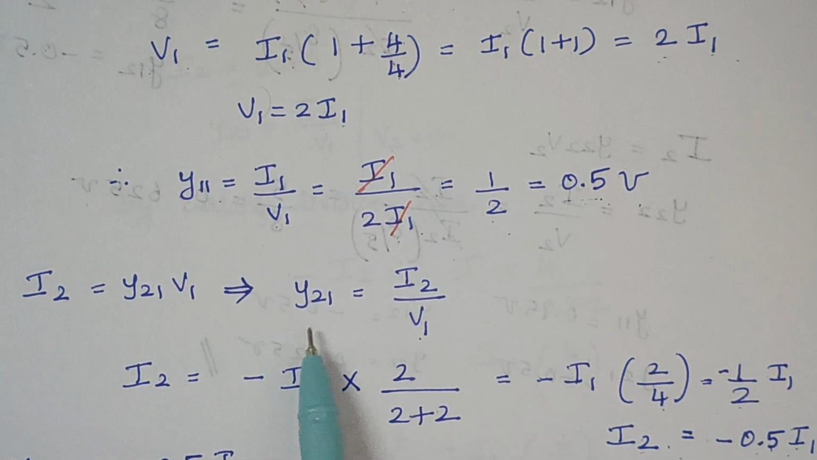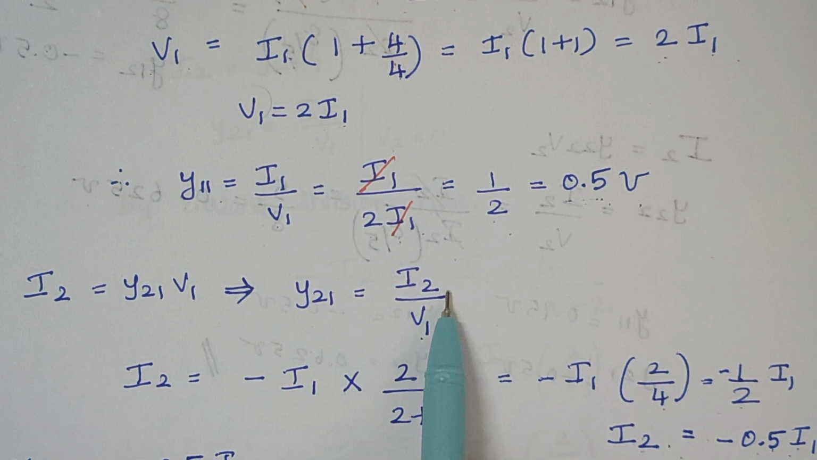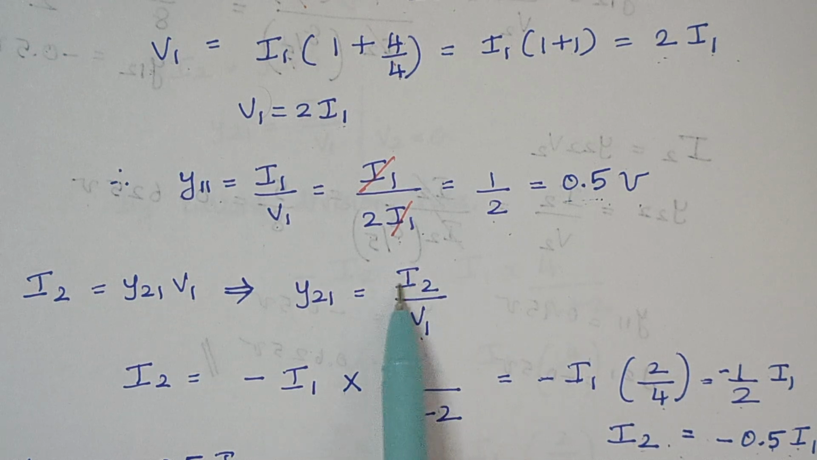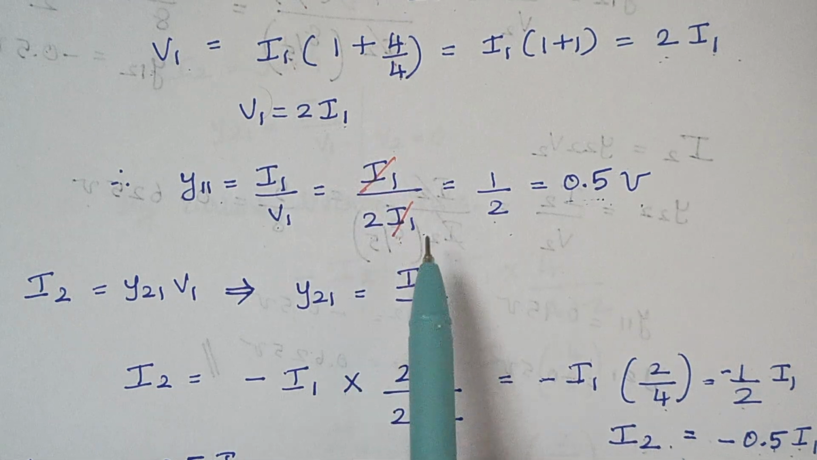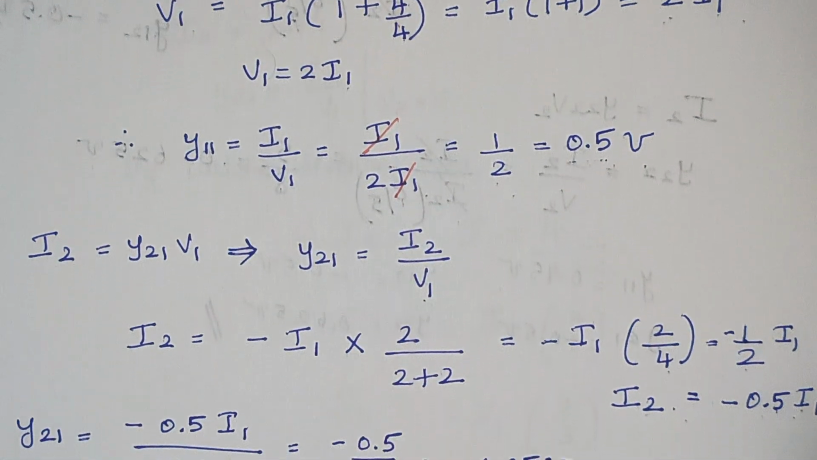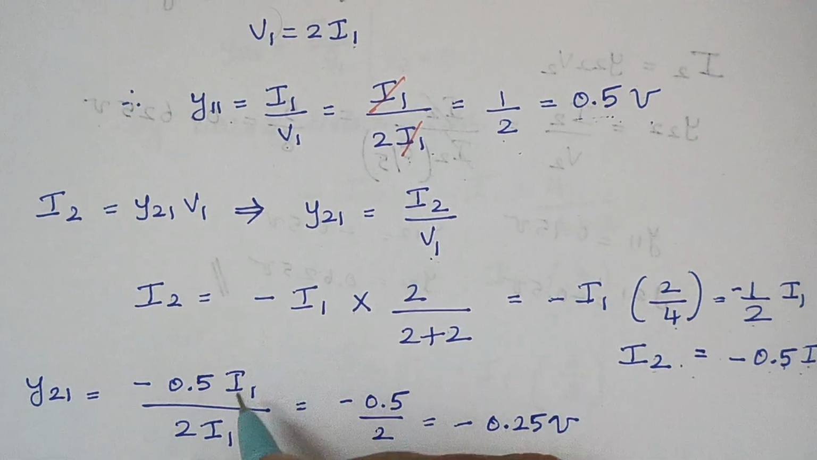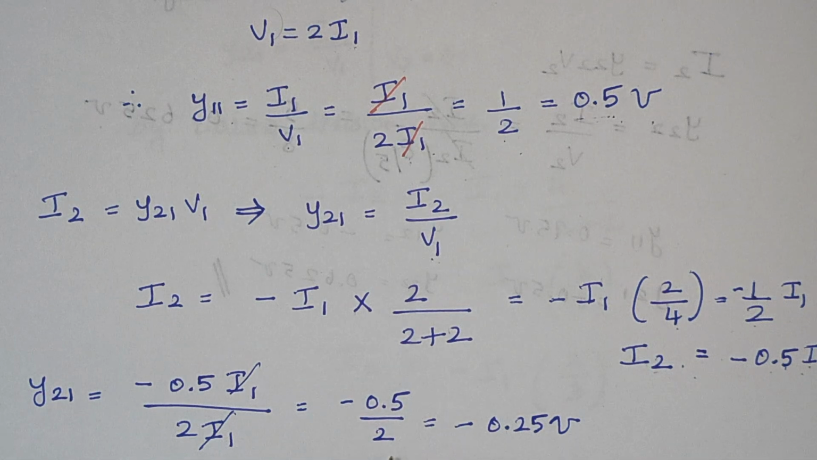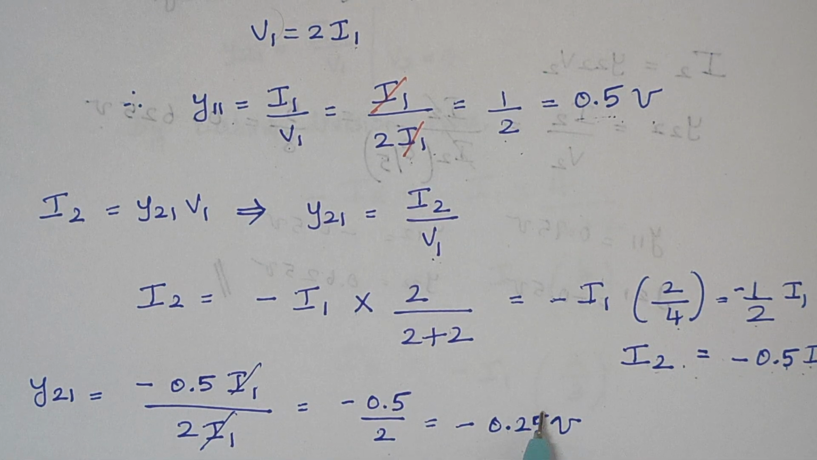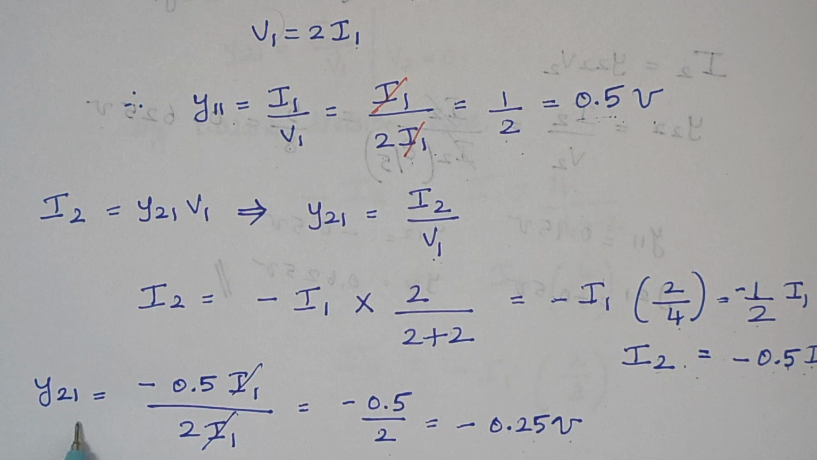In this ratio, Y21 is given by I2 by V1. We have calculated the value of I2, and V1 we had already calculated previously. So just substitute these values here. Once you substitute, the term I1 cancels out, and minus 0.5 by 2 gives the answer minus 0.25 mho. So this is the value of Y21. That is, by short circuiting the output port, or making V2 as 0, we have calculated Y11 and Y21.